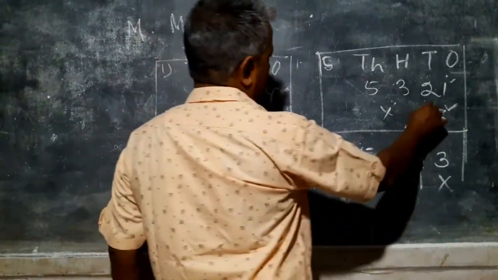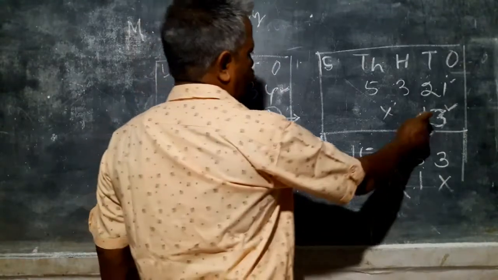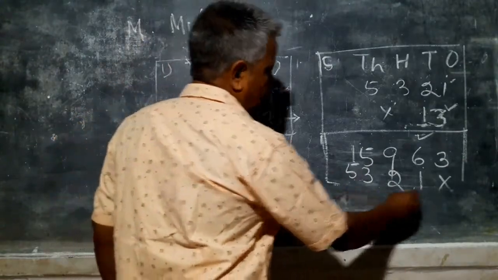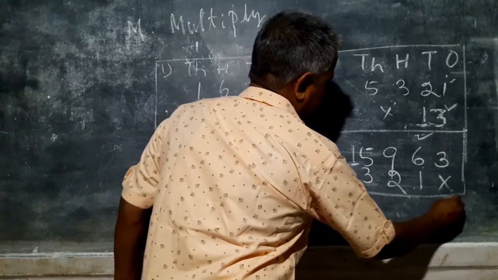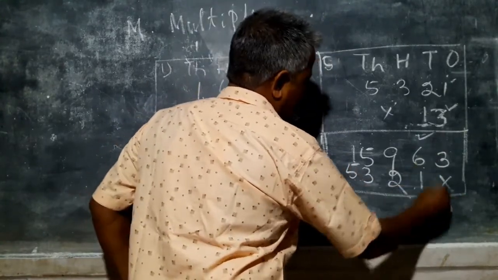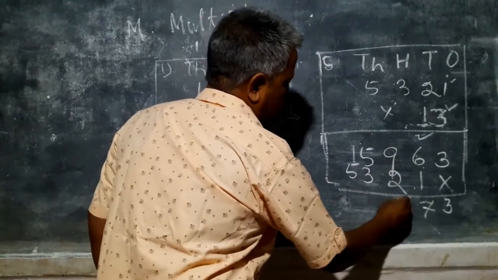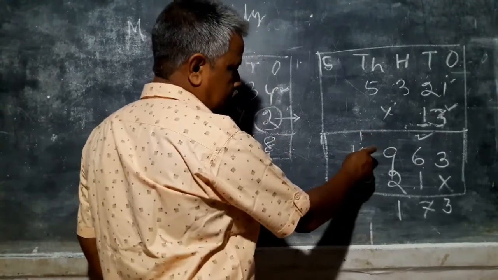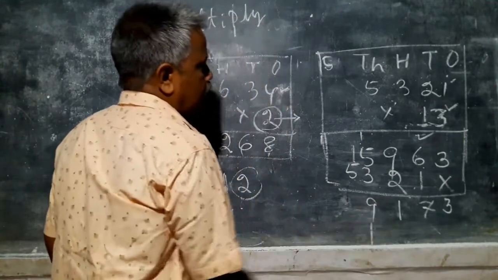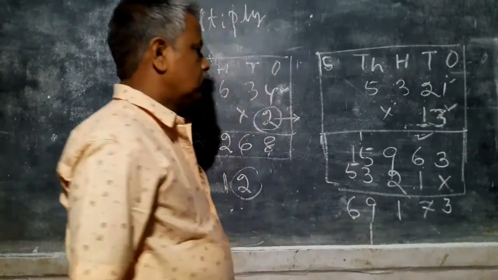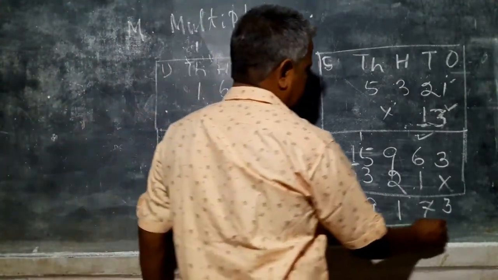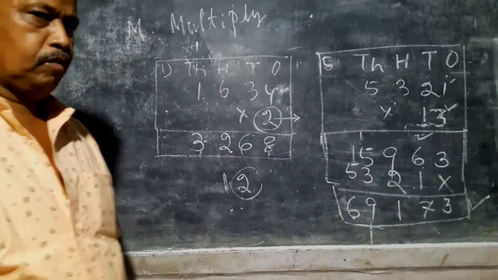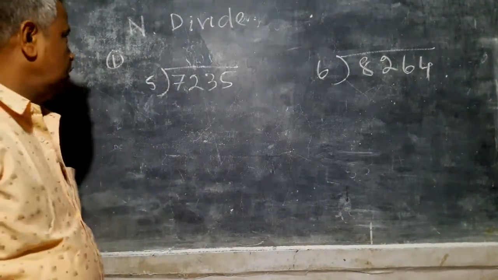1 1 is 1. Then 1 2 is 2. 1 3 is 3. 1 5 is 5. After multiplying, we add these numbers. 3, 6 plus 1, 7, 9 plus 2, 11. We take 1 here, 1 plus 5, 6, 6 plus 3, 9, here 5 plus 1, 6. So the answer is 69,173. This is the answer. Okay. You see the next question.